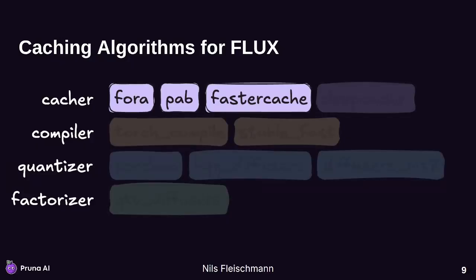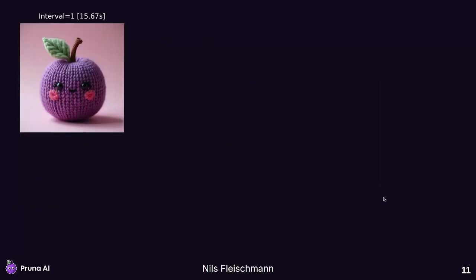At Pruna, we currently support 3 different caching algorithms for Flux. We have our proprietary, or our own, implementation of the Fora paper, and then we also support the 2 cachers from Hugging Face, PAB and FasterCache. And to give you an idea of how caching affects the output, here on the left you see the output of the base model. It takes 16 seconds, as you can see, and it's a really cute, nice, round knitted prune.